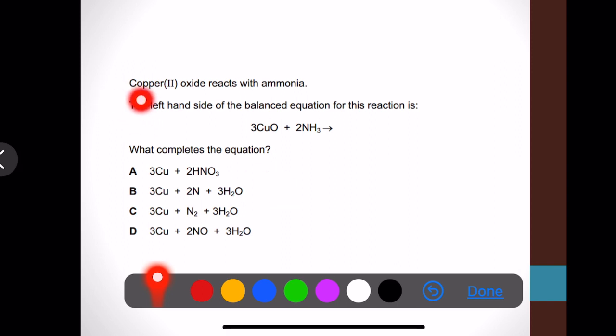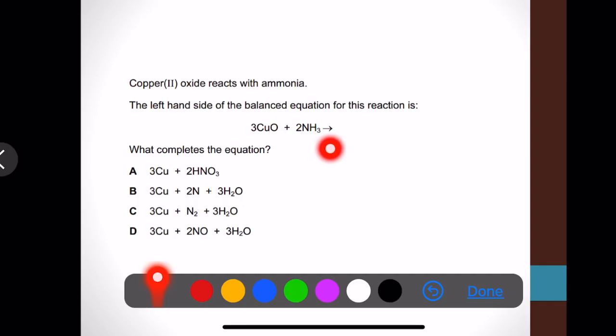Question number 3. Copper 2 oxide reacts with ammonia. The left hand side of the balanced equation for this reaction is 3 moles of copper oxide reacts with 2 moles of ammonia, and how to find the right products.